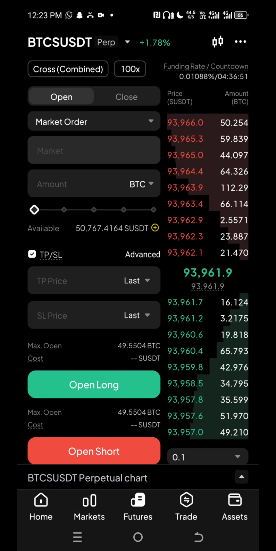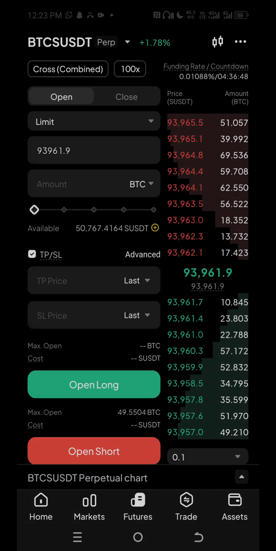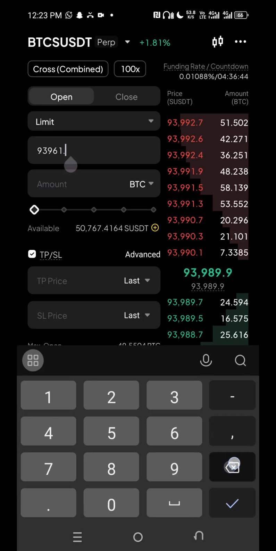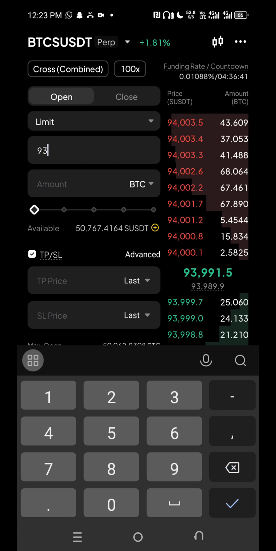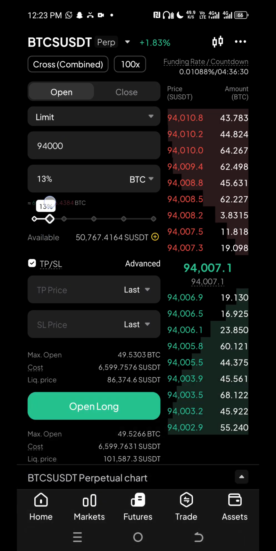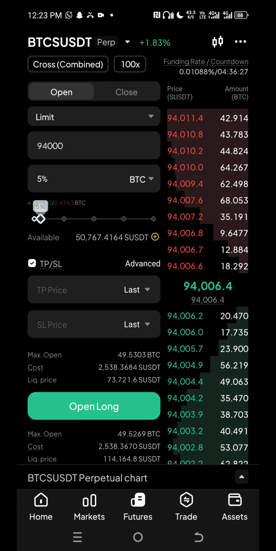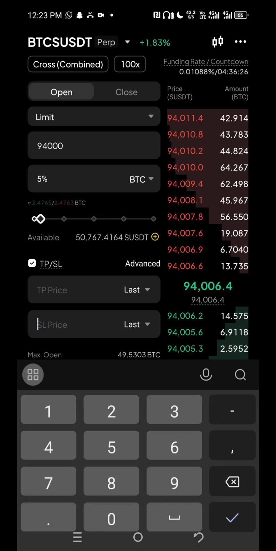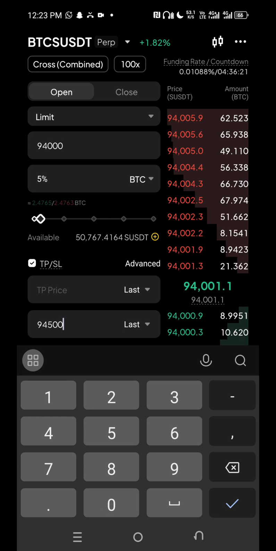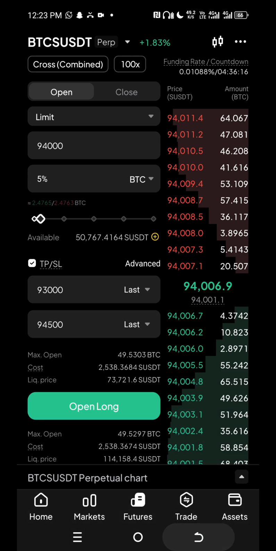Now let us say I want to use limit order. This is limit order. Let's say I want BTC to activate a sell for me at 94,000, and I want to risk only 5% of account size. My stop loss will be 94,500, and my take profit will be 93,000. Now this is just an example I'm giving you.